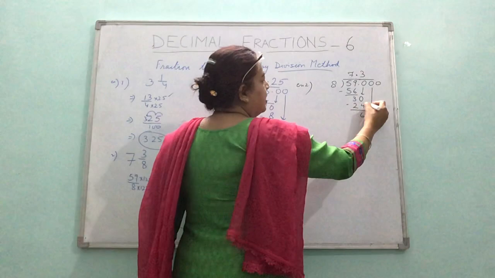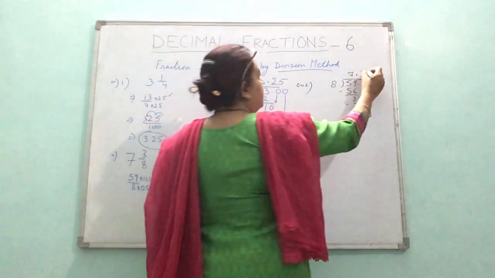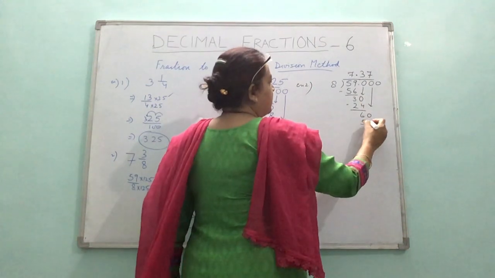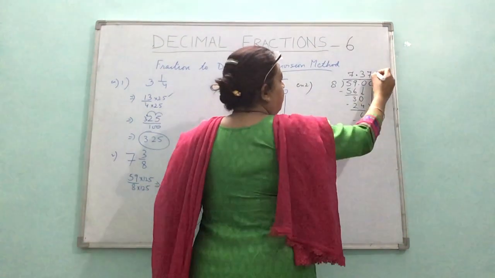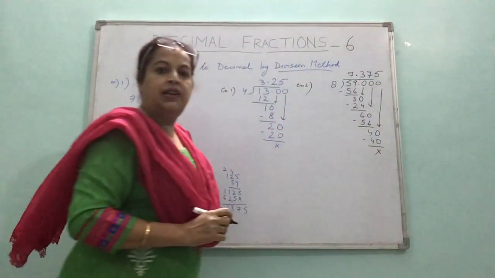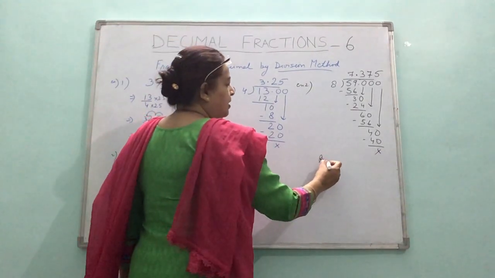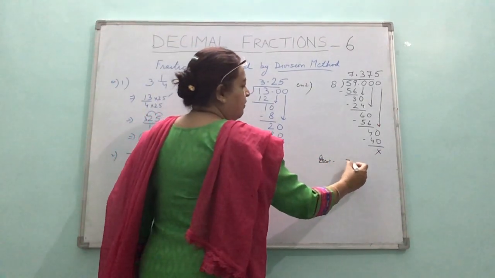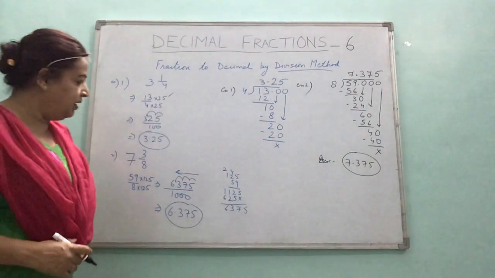6, we again take a 0, right? 8 7s are 56. 4, again copy a 0. 8 5s are 40. We keep on doing it till the remainder is 0. So what is our answer here? Answer by division method is 7.375. This is by division method.